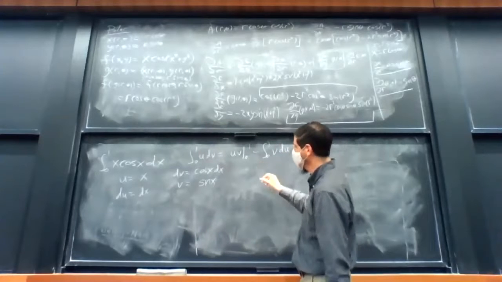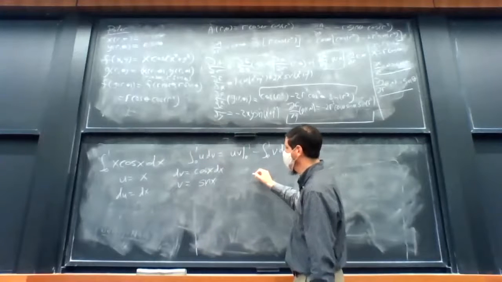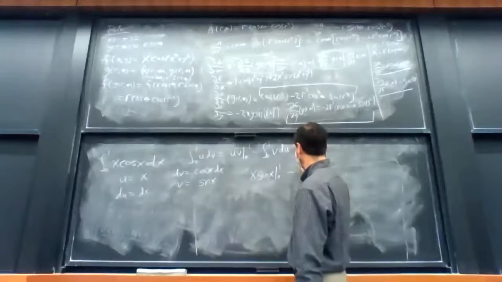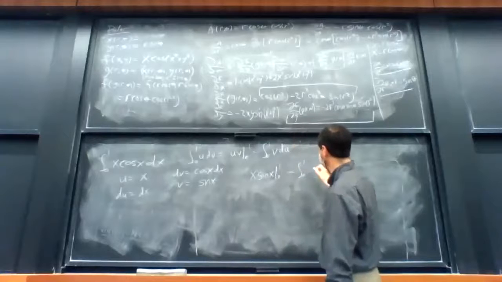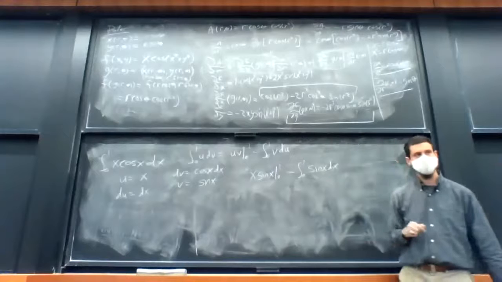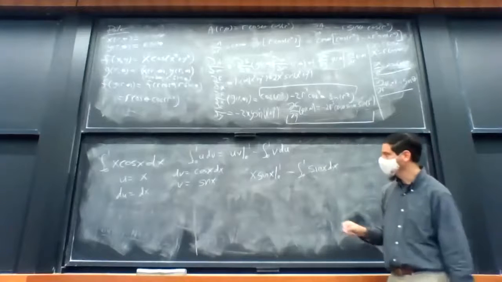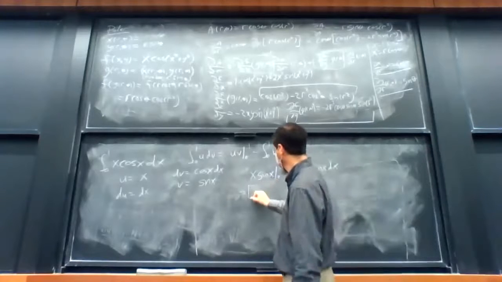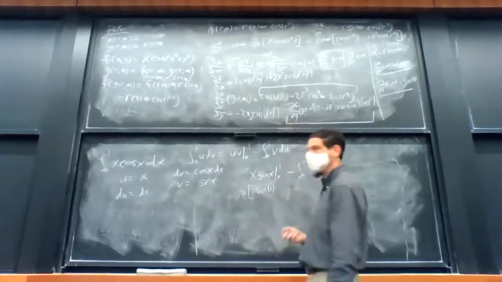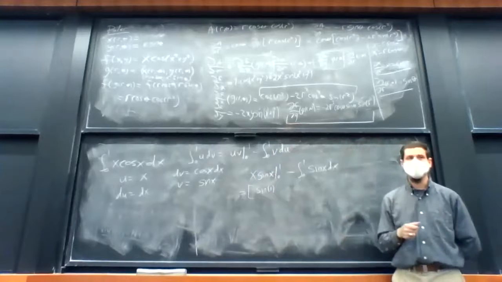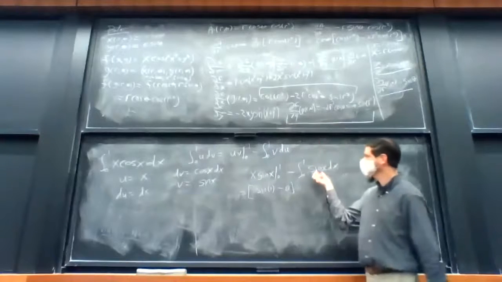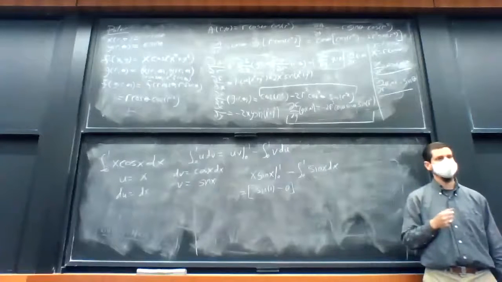And now when I do my integration, I would get uv is x sine of x from 0 to 1 minus the integral from 0 to 1 of v du, which is just sine of x dx. Oh, well, this isn't too bad. At 1, x sine of x is just sine of 1. And at 0, it's just 0. What function has derivative sine of x?